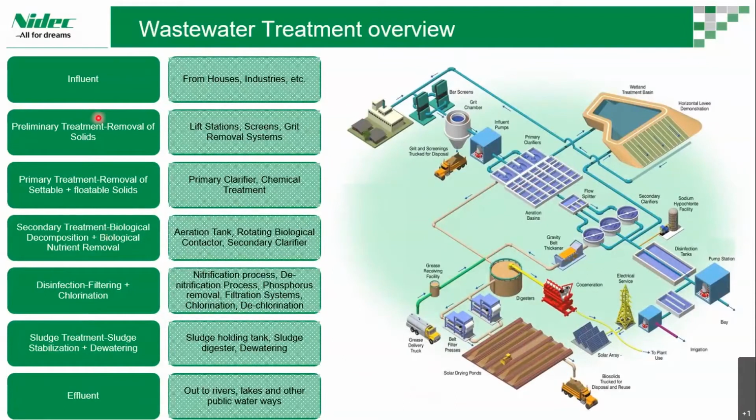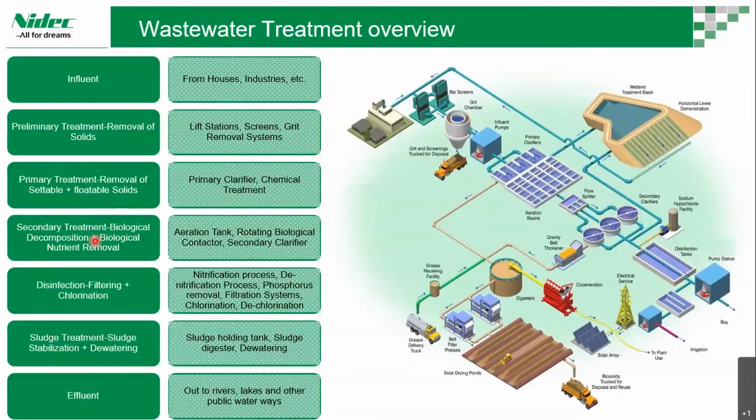This is a wastewater treatment overview. We have five stages of treatment. First, the influent, which is coming from the houses and the industries. Then primary treatment, which is the removal of solids. These are the areas where we can use our VSDs. Primary treatment is the removal of settleable and floatable solids. The secondary treatment is the second step that we are doing here.